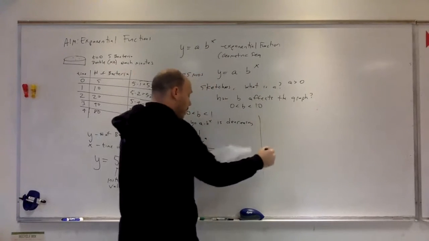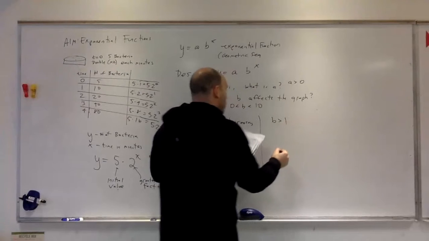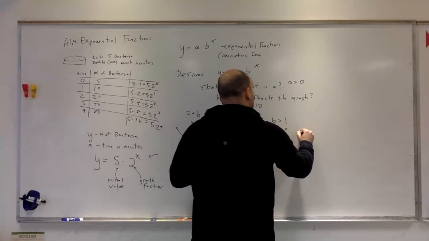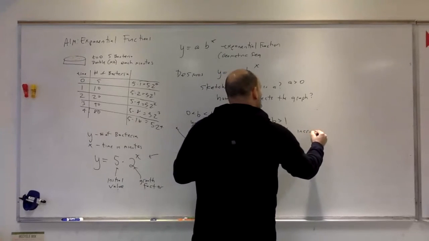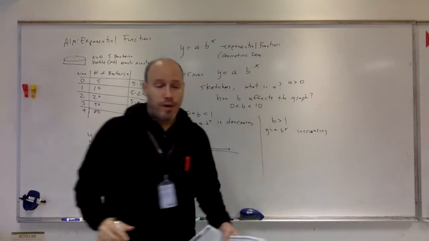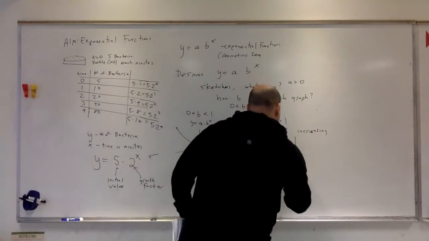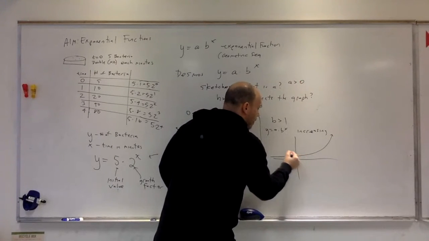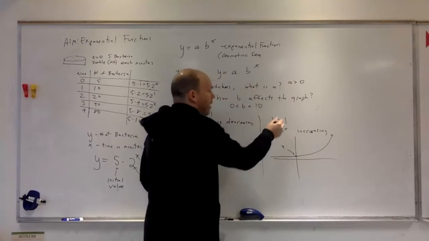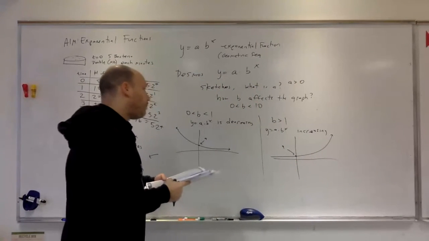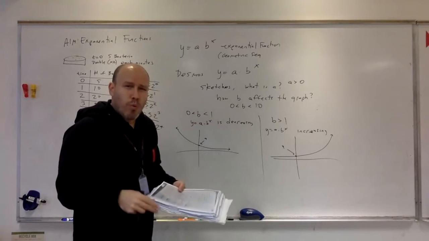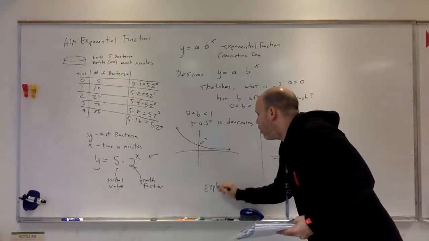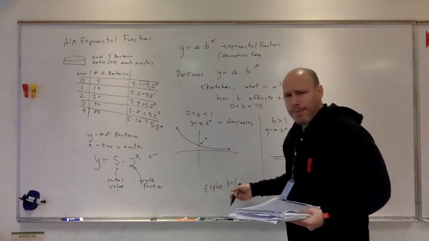The other thing you might have noticed is that if b is greater than 1, y equals a times b to the x is increasing. The graph is increasing, and it looks something like this. Starts off here. Once again, this is a, and it's increasing. Quick side note, what happens when b is 1? Explore. When b equals 1, what happens then?